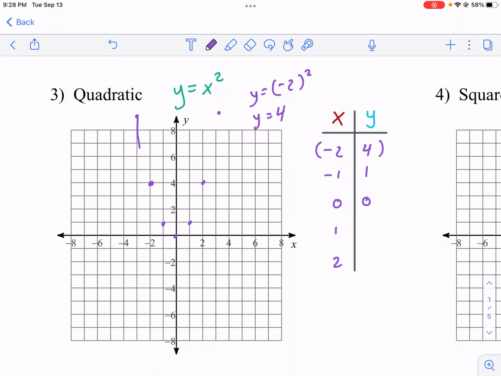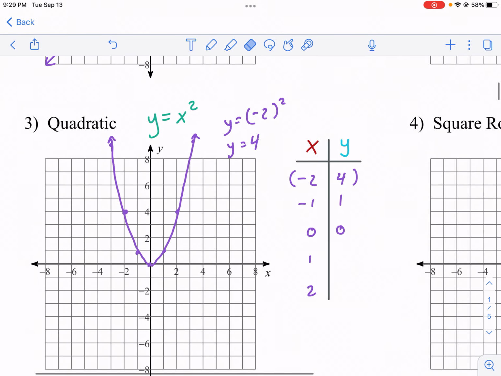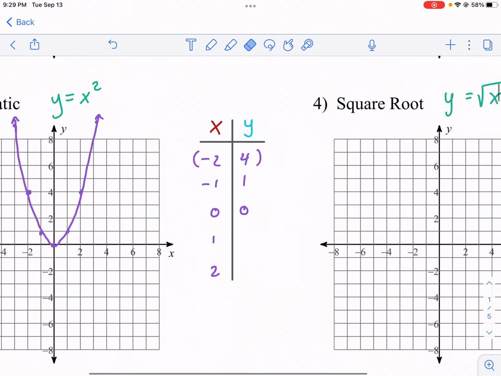It looks like this. It's not linear. It has a different pace. It's constantly growing faster and faster. This shape is called a parabola, so this is something we're going to be coming back to. These are all the parent functions, and we're going to be using these throughout this entire worksheet.